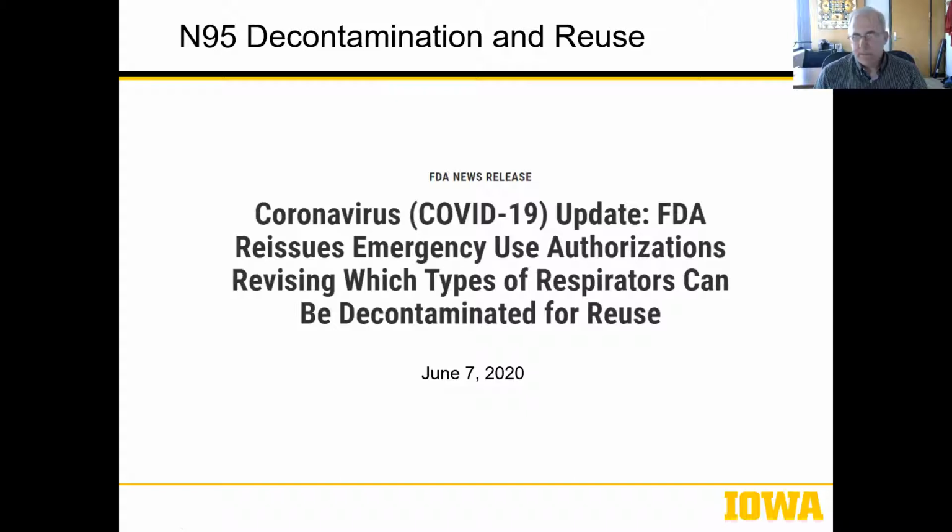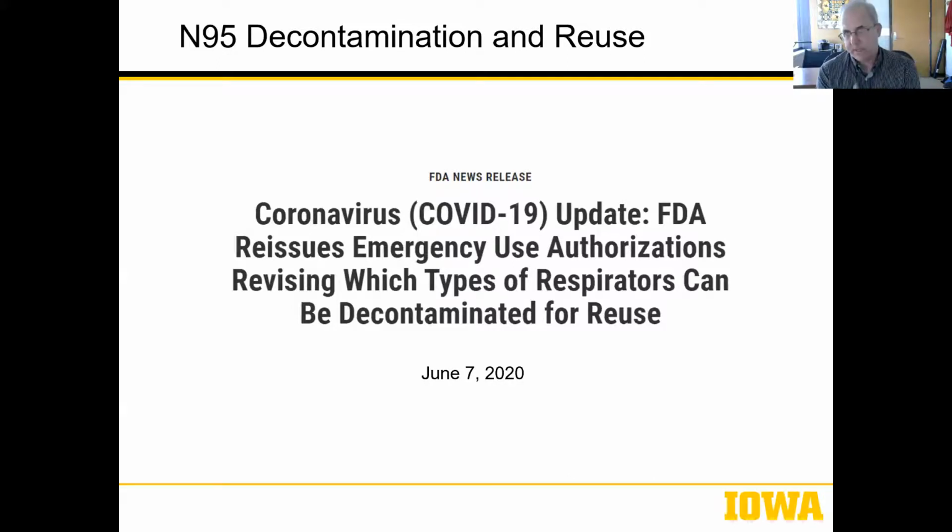So along comes the pandemic, and people have to jump into action. And so now we have the FDA involved, right? So they have what are called EUAs, emergency use authorizations. So they have the power to quickly make decisions about things that need to be done in a situation like this where quick decisions need to be made. And you can see here that one of them had to do with decontamination for reuse. So this is back in June. They reissued this, they revised which types of respirators can be decontaminated.